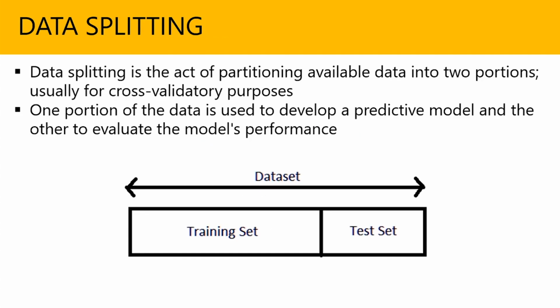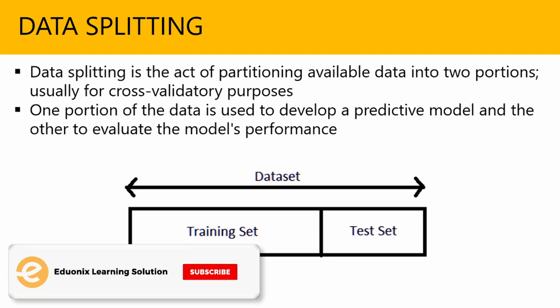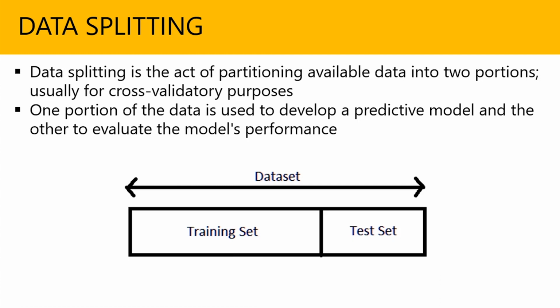Data splitting. Once you've shuffled the data, splitting is the act of simply partitioning the available data into two portions, typically for cross-validatory purposes. One portion of the data is used to develop a predictive model, and the other to evaluate the model's performance. So you have the training set and the test set. It's typically about a 70-30 split, or 60-40.